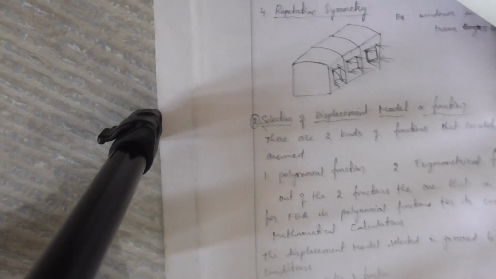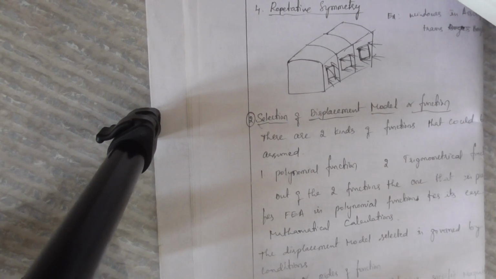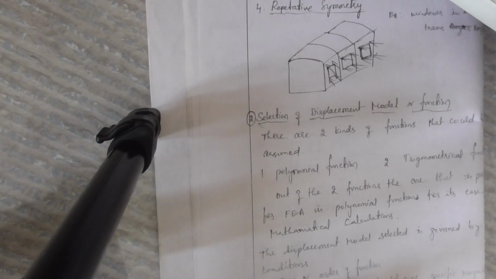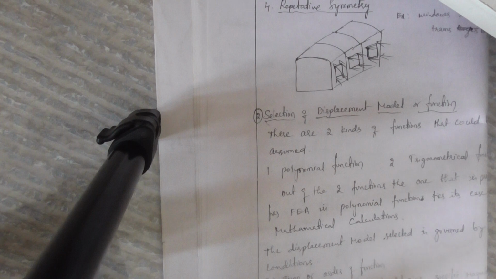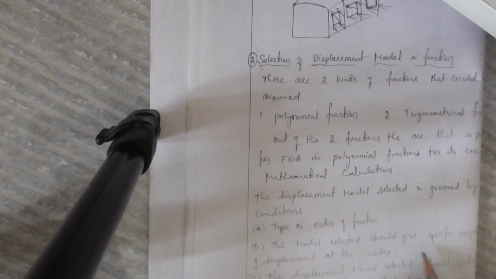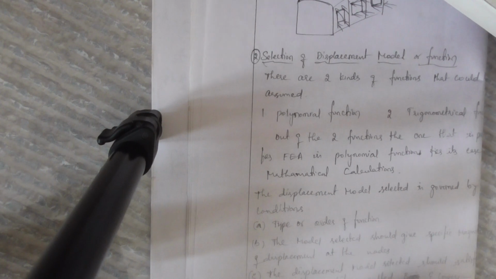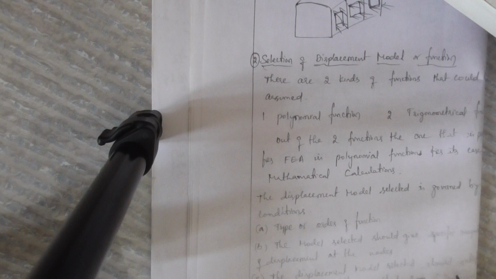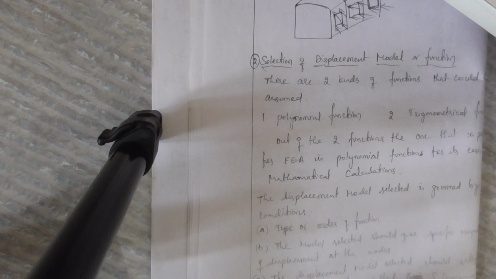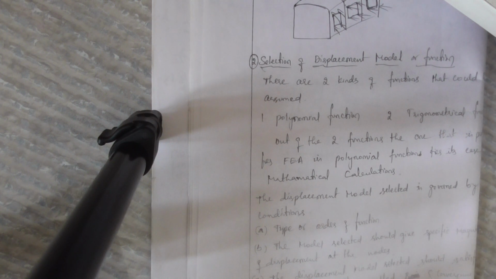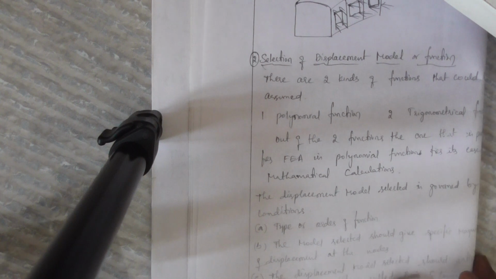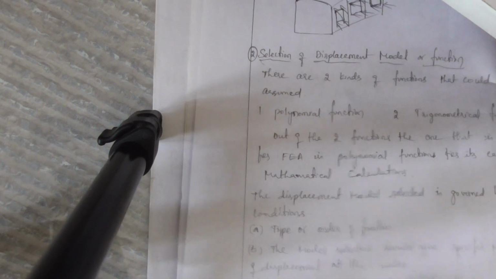The displacement model selected is governed by the condition, the type and the order of the functions. The model selected should give specific and meaningful displacements. The displacement model selected should satisfy certain conditions called the convergence conditions. These are some of the conditions the displacement function should satisfy.